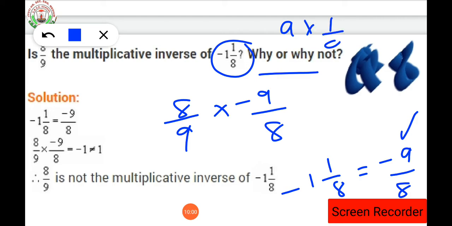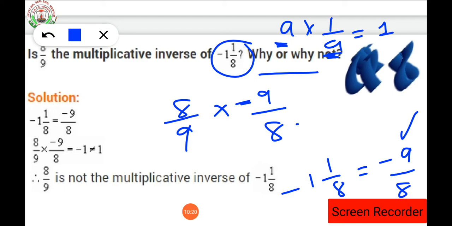a into 1 by a is equals to 1. This is the multiplicative inverse. Remember that if a is positive, the inverse is also positive. If a is negative, the inverse is also negative. Then only it is multiplicative inverse. Since we are having minus sign, then it will be not a multiplicative inverse.